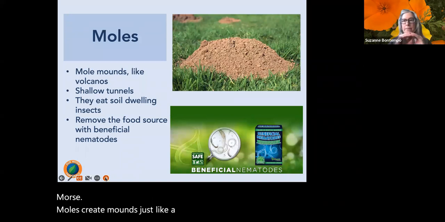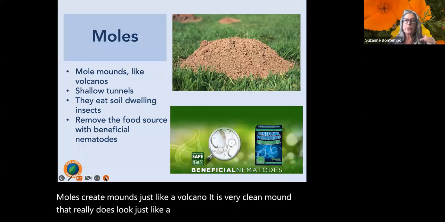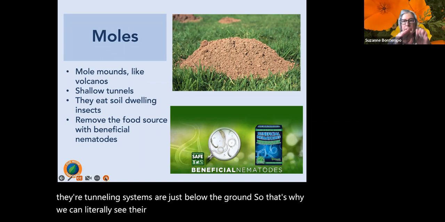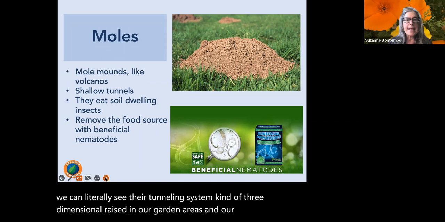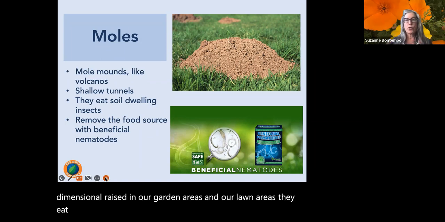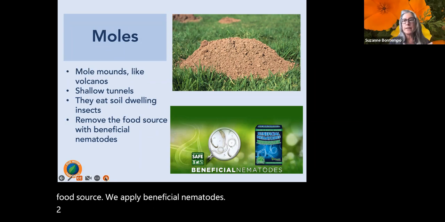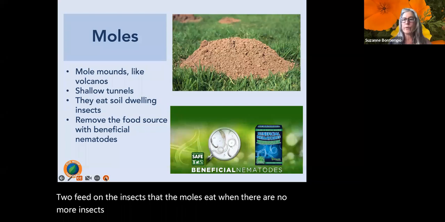Moles. Moles create mounds just like a volcano. It is a very clean mound that really does look just like a volcano. And they tunnel shallow. So their tunneling systems are just below the ground. So that's why we can literally see their tunneling system kind of 3-dimensional raised in our garden areas and our lawn areas. They eat soil dwelling insects. So to prevent moles, let's remove their food source. We apply beneficial nematodes to feed on the insects that the moles eat. When there are no more insects for the moles to eat, we will not see mole activity.